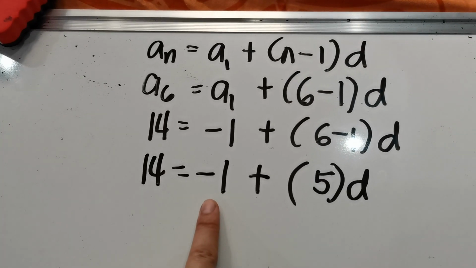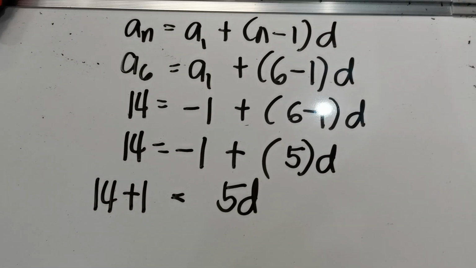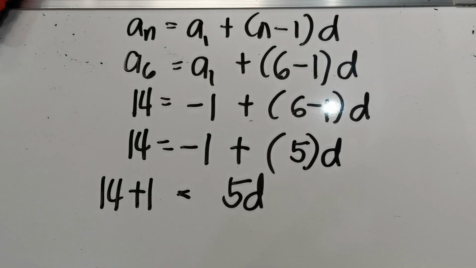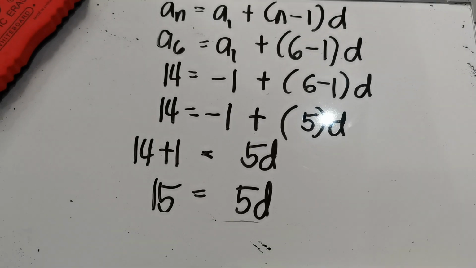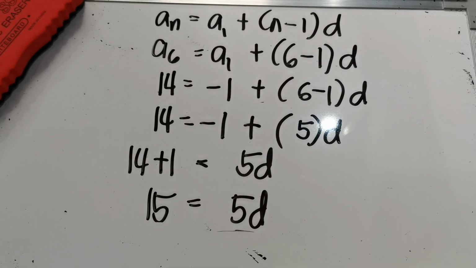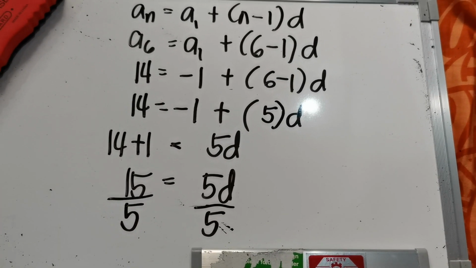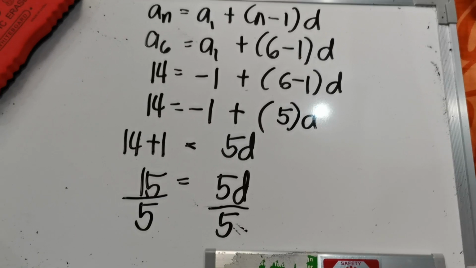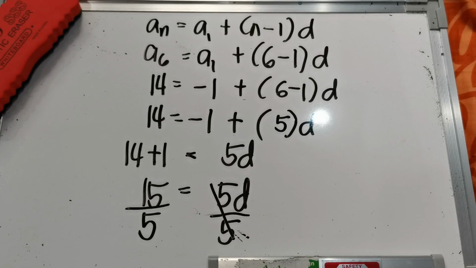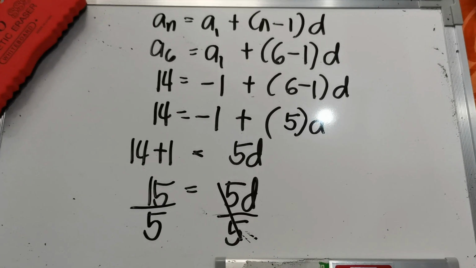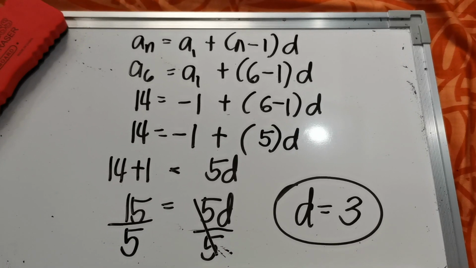So, negative 1 will now be positive 1. And then, 14 plus 1, we can now solve, 14 plus 1 is 18. And then, to get the value of the common difference, we just have to divide both sides by 5. So, kung ano yung numerical coefficient ng ating common difference, i-divide lang natin both sides by the value of it para makancel natin yung numerical value na meron si D. So, therefore, the common difference we have here is 3. Okay? So, the common difference is 3.